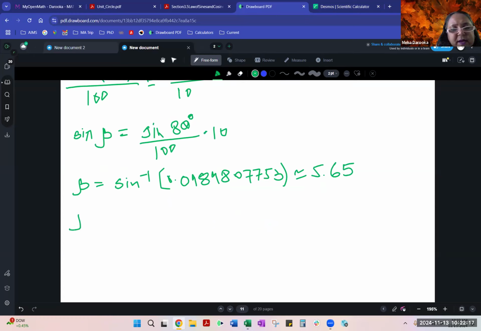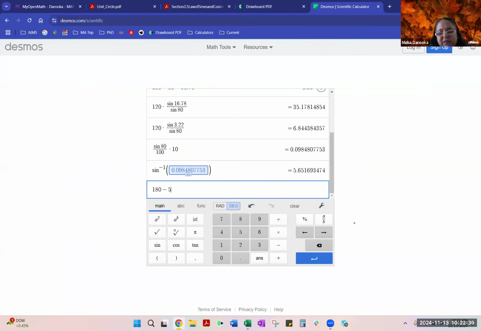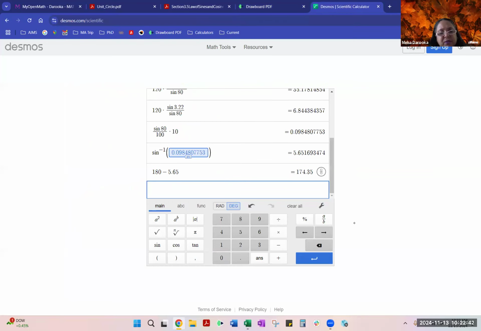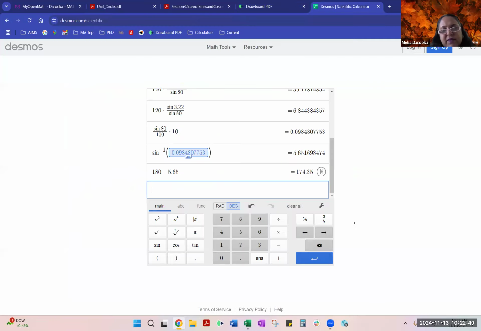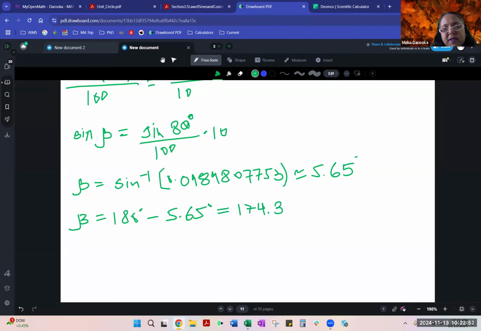So if we did another value, that would be 180 minus this angle. And again, guys, this is in degrees. So you can see when we do 180 minus 5.65, that will come out to be 174.35. So I want to take a second and think about this. 174.35.